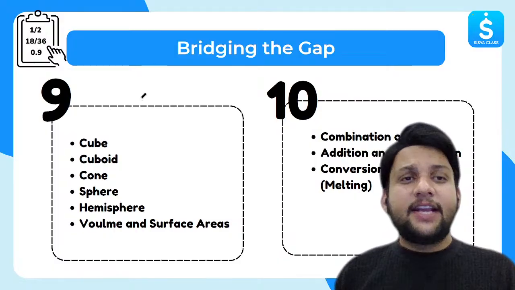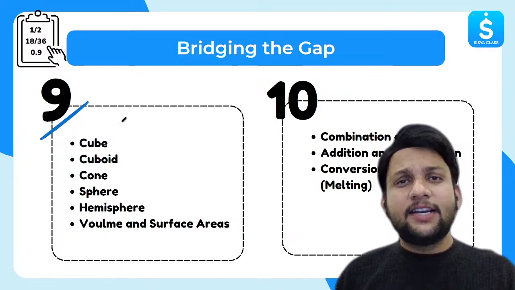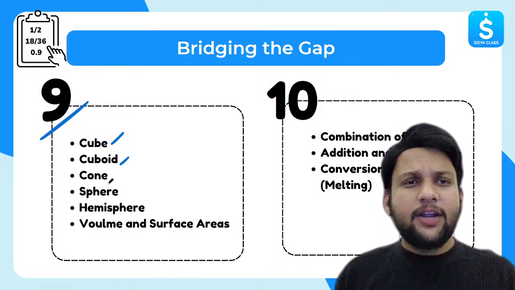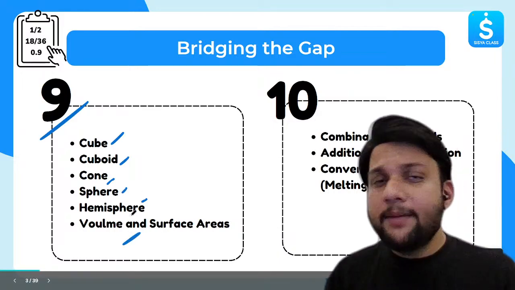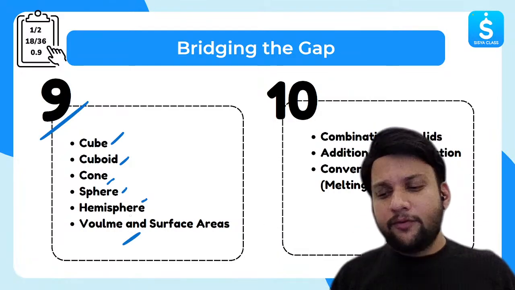But first, in grade 9, what did we study? In grade 9, we studied some formulas like cube, cuboid, cone, sphere, hemisphere, and their volume and surface area. If you don't know that, I will just quickly recall them before we move forward.